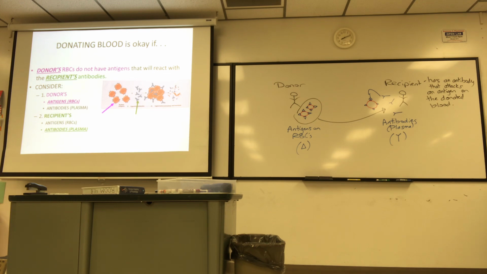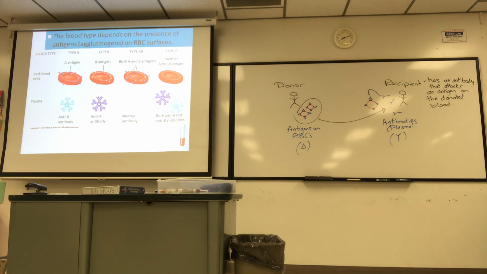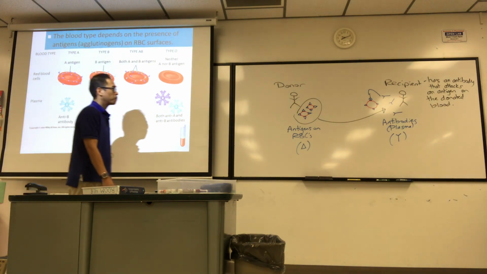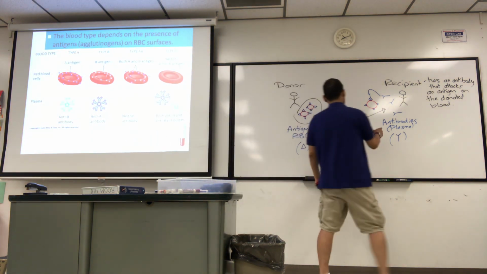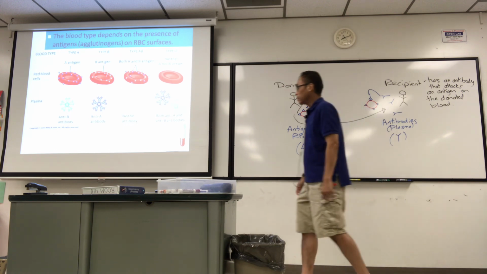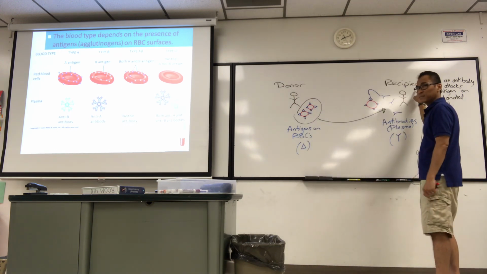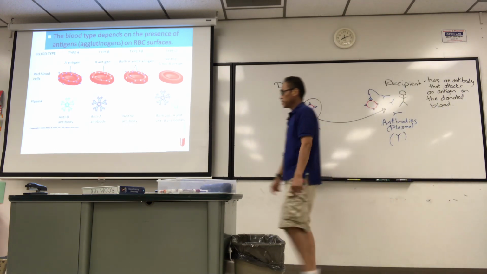Are you saying that the plasma in the recipient has globulins that are the antibodies, and that is what's going to attack the red blood cells from the donor? Mm-hmm. I just want to make sure. The antibodies in the plasma. In their plasma. Yes. The recipient's plasma. Okay. Yes. That is the key.